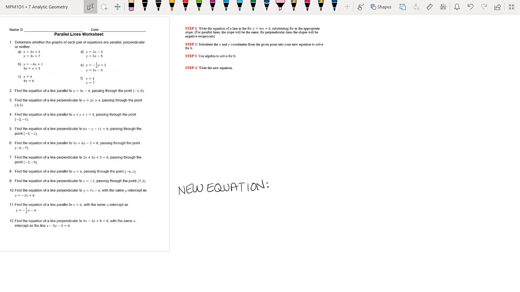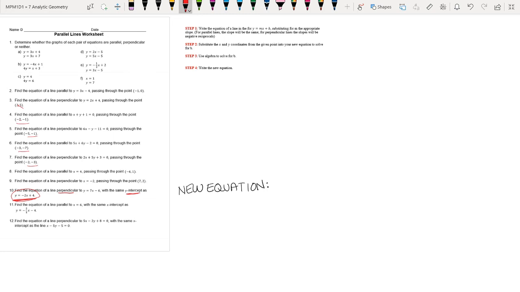Question number 10 reads, find the equation of a line perpendicular to y equals 7x minus 6 with the same y-intercept as y equals -2x plus 4. Analyzing the question, we want a line that is perpendicular. The new equation will be for a line that is perpendicular to y equals 7x minus 6. And in this question, all that's happened here is instead of giving you the point, you have to find the point for yourself. So you see here you got the points given to you. Here you have to find the point for yourself. And how we're going to find it is by finding the y-intercept of that equation.